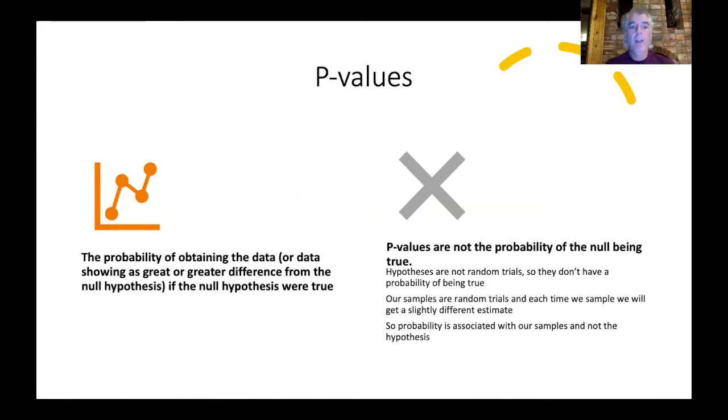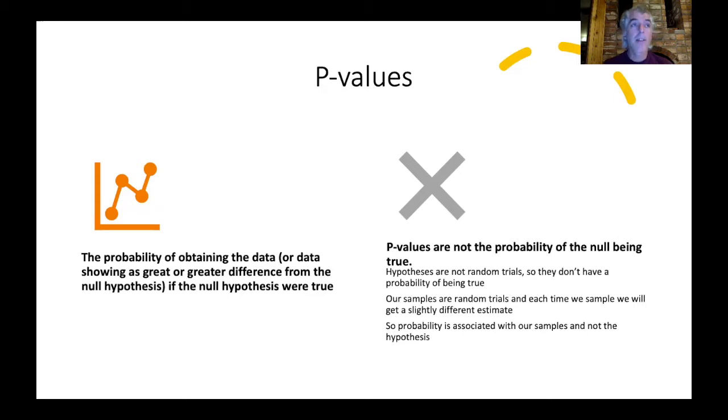So to begin with, what is a p-value? A p-value is the probability of obtaining the data that we got if the null hypothesis is in fact true. P-values are not the probability of a null hypothesis being true. Hypotheses are not random trials, so they don't have a probability associated with them. The null hypothesis is either true or not true, and we'll never know.